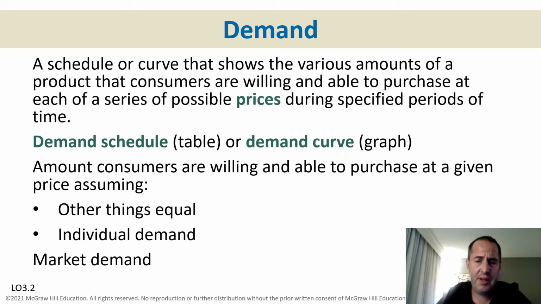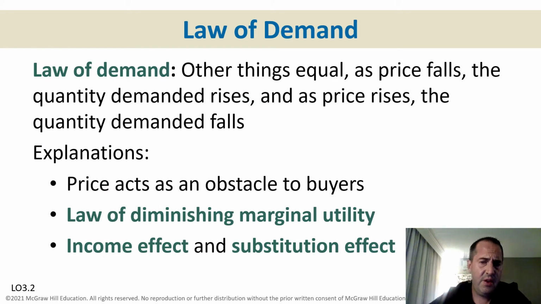Amount consumers are willing and able to purchase at any given time, assuming all things being equal, and there's individual demand leading to market demand. Law of demand: other things equal, as price falls, the quantity demanded rises, and as price rises, quantity demanded falls. This isn't always true. We'll talk about this later, but some items are inelastic, to a point anyway. So for example, like gas, between $2 and $5, you're not really changing your driving habits. Your purchasing actually won't change, but we'll get into that later.